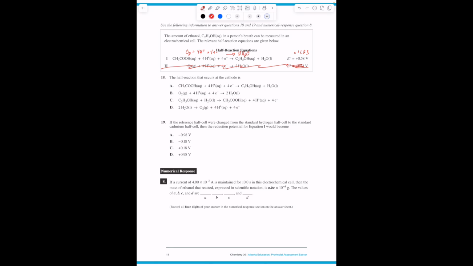And really what's happening here, right? You guys know this. O2 and the 4H positives. That's my oxidizing agent reacting with the ethanol in the breath, alcoholic breath, which is the reducing agent. So the half reaction that occurs at the cathode is, well, oxidizing agents are reduced, gain of electrons, reduction, cathode. So this is my cathode reaction, which has to be B.